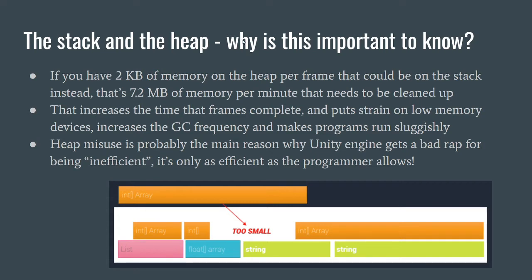I would say that heap misuse is probably the main reason why Unity engine games get a bad rap for being inefficient, but it's really only as efficient as you allow it to be. The problem is Unity just doesn't enforce it. If you're doing things badly, it doesn't tell you. It just does it. It can handle it. It can do anything you want it to do. It'll just be slow at it.